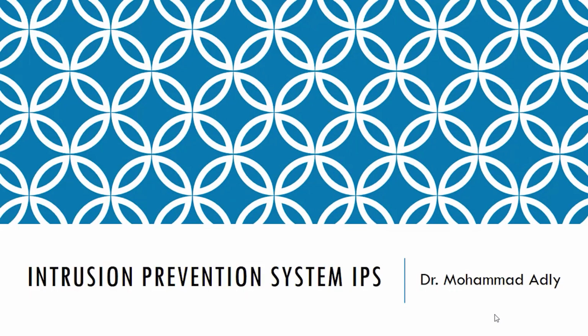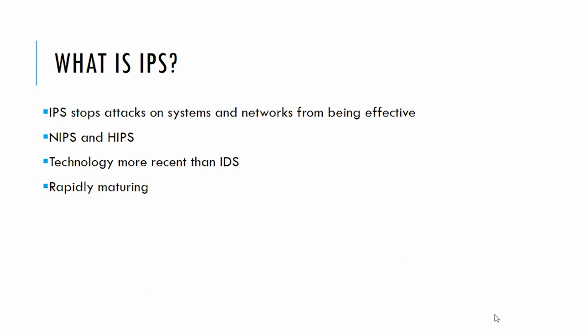Let's know something about the intrusion prevention system, the IPS, which is the evolution of the IDS, the intrusion detection system. What is IPS? IPS stops attacks on systems and networks from being effective. And here we can say that the IPS is not just a passive monitor, just like the IDS. It's an active element that can stop attacks, that can face attacks, that can reduce the number of attacks and take actions according to alerts, and prevents the attacks from being effective, from damaging and from spreading across the network.